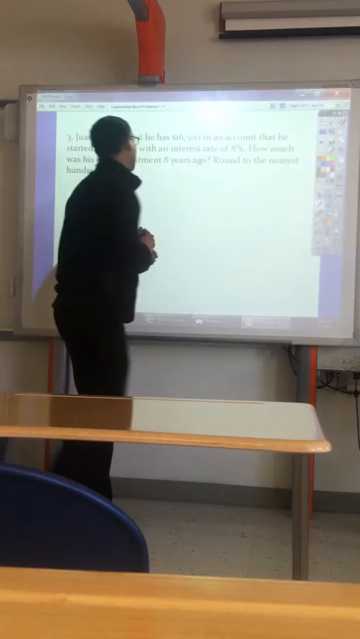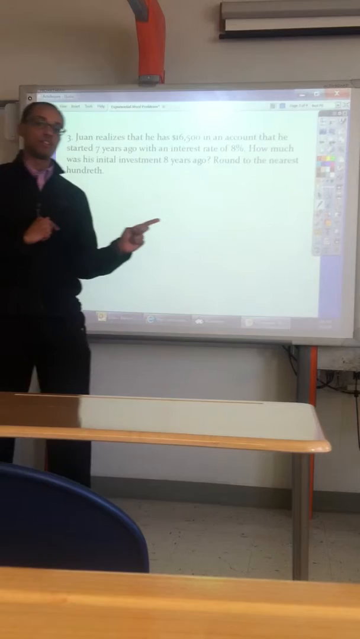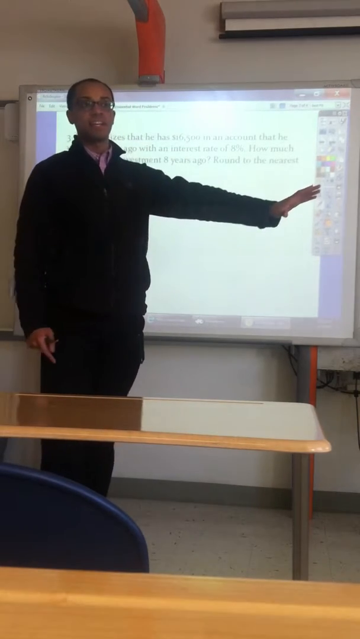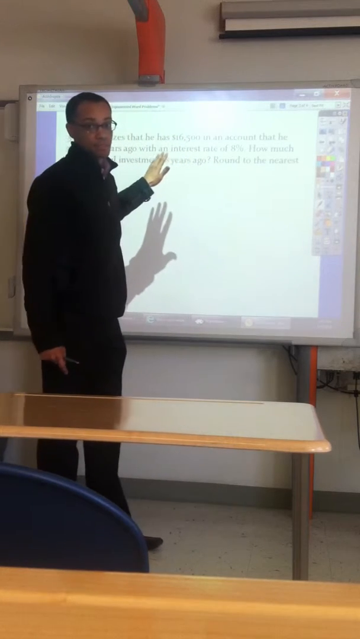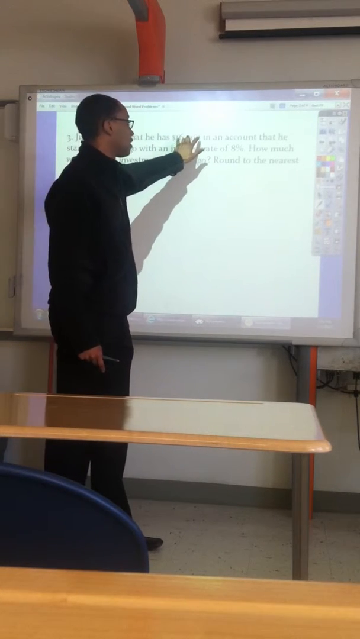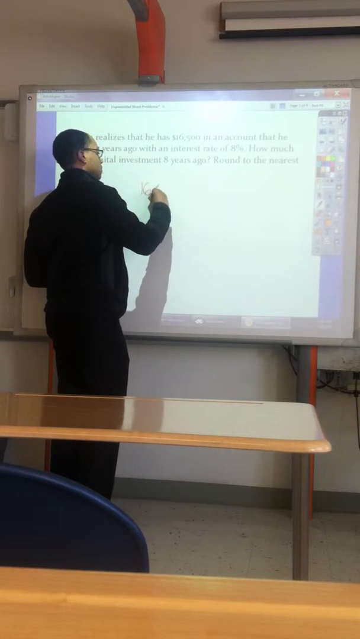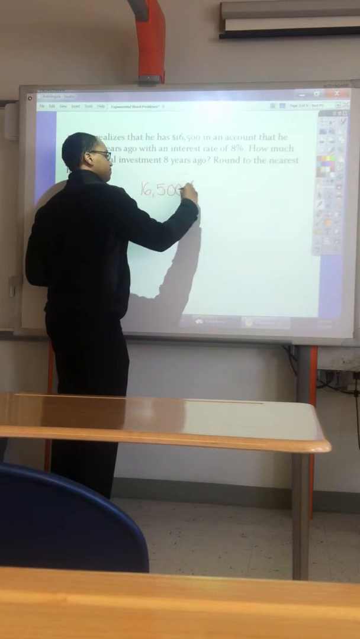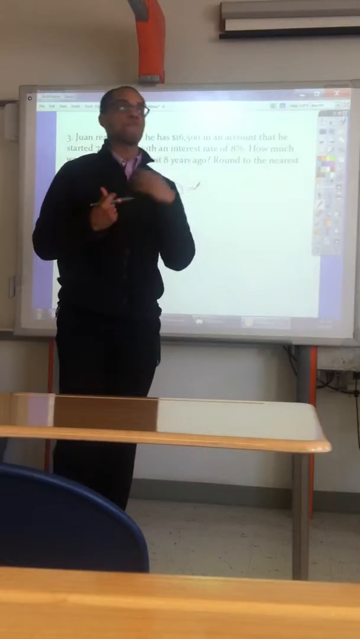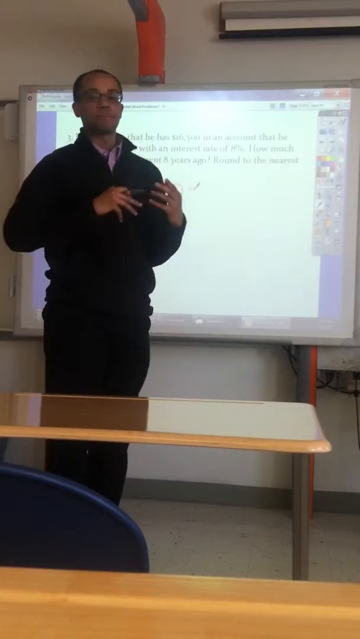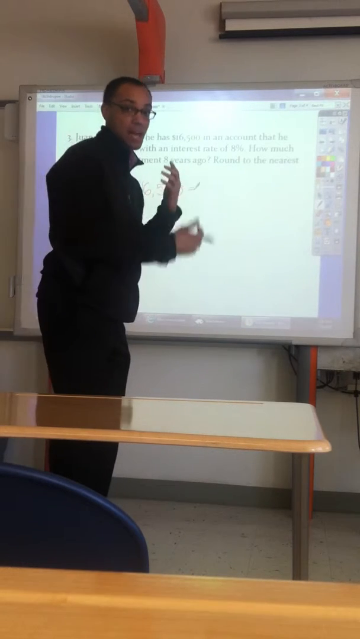Okay. So Juan realizes that he has $16,500 in an account that he started 7 years ago. So right off the bat, if he has $16,500 and he started it 7 years ago, we know this is not the initial value. Okay? This is what we are looking for, what we're aiming to have. So I'm going to write that down: 16,500. Okay? The interest rate is 8%. Now, for dealing with money, if something tells you that the interest rate is 8%, you're going to assume that it's gaining 8% each time it's compounded.